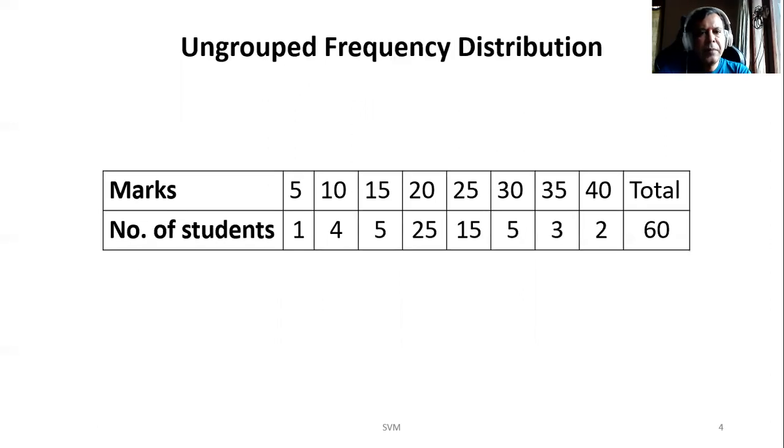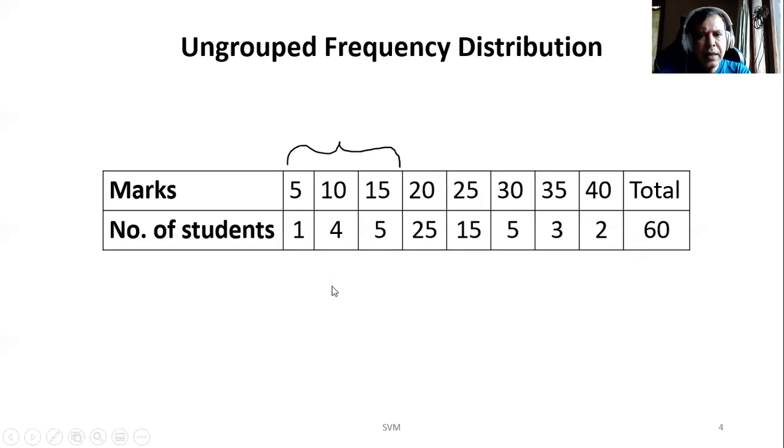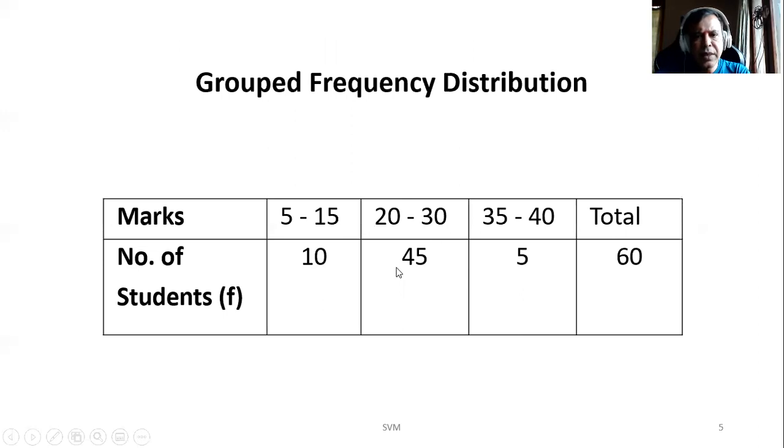Then the same data, I can group it, in the sense I can create a group like 5 to 15 as one group together, in which case I will be adding the number of students, 1 plus 4, 5, 5 plus 5, 10. So that is what is depicted here: 5 to 15 is 10. And then I can create one more, 20 to 30. If I do that, then the total frequency, or the total number of students, is 45. That is what is depicted here: 20 to 30 is 45.